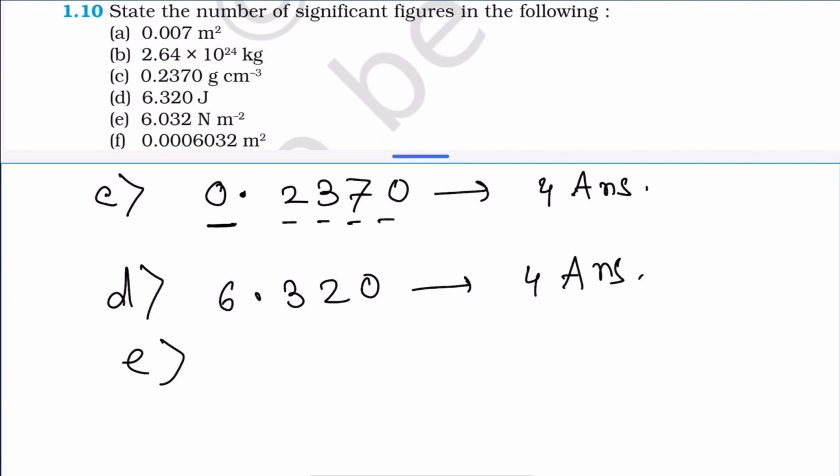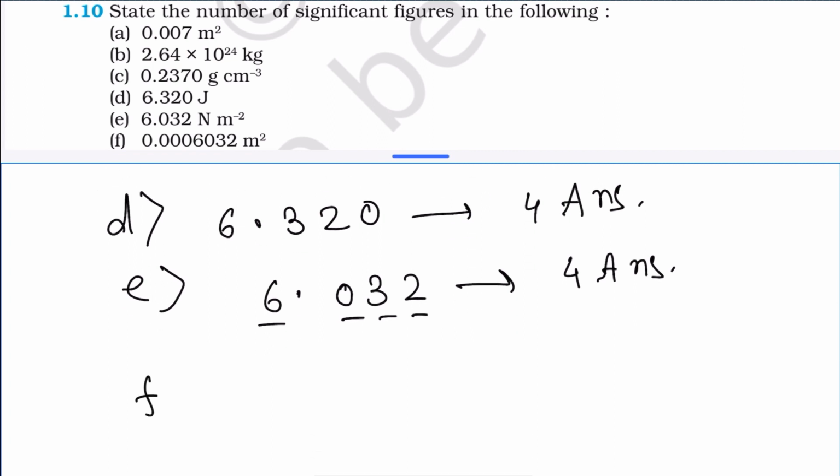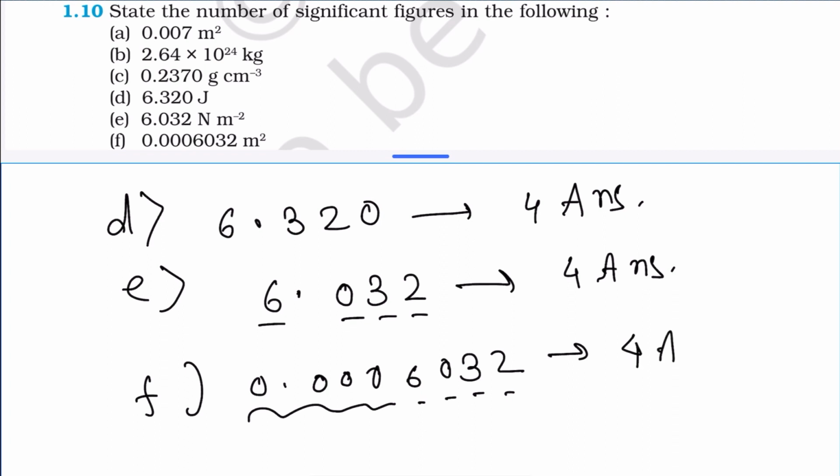Now E, you tell me: 6.032. There is no left-sided zero and no right-sided zero here, so the answer is 1, 2, 3, 4. 4 is the answer. Now F, 0.006032. These are left-sided zeros, irrespective of the decimal point, ignored. So 1, 2, 3, 4 is the answer again. 4 is the answer. If there is any doubt, write in the comment section, I will help. Hope you understood.